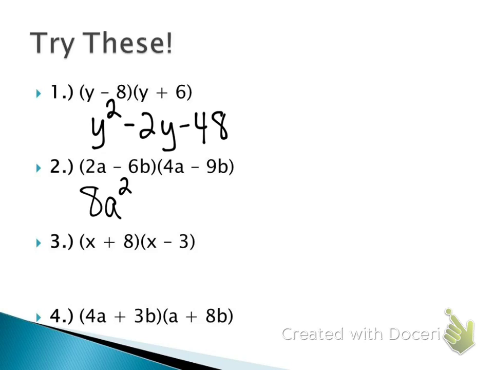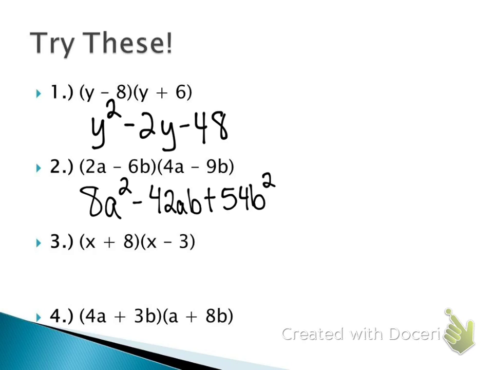8a squared. What was your middle term? 40 plus or minus 42ab. Minus. Do we agree with that? And then what's on the end? Plus 54b squared. All right. Are we okay with that one? Lovely. Volunteers for the third one?